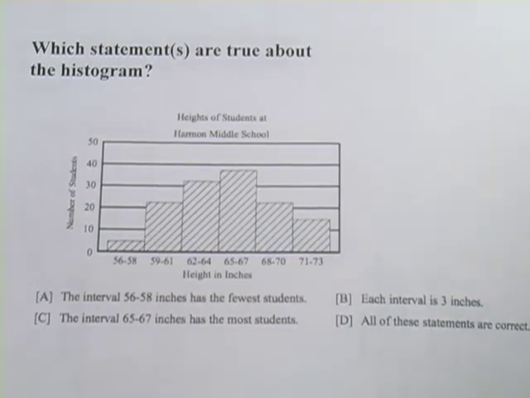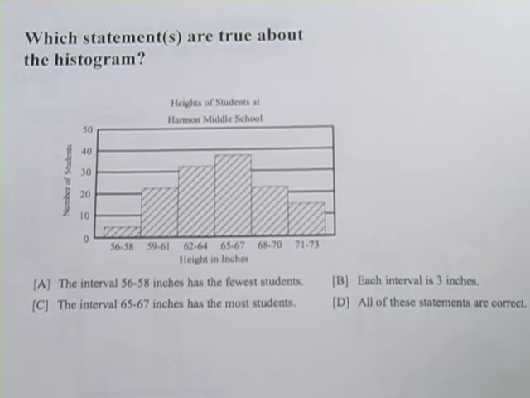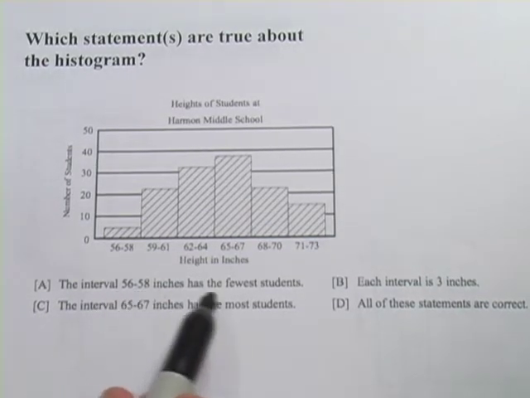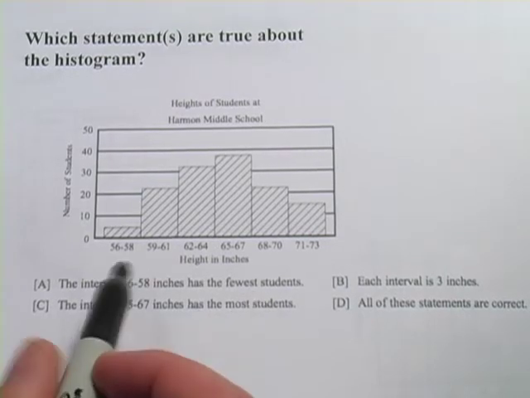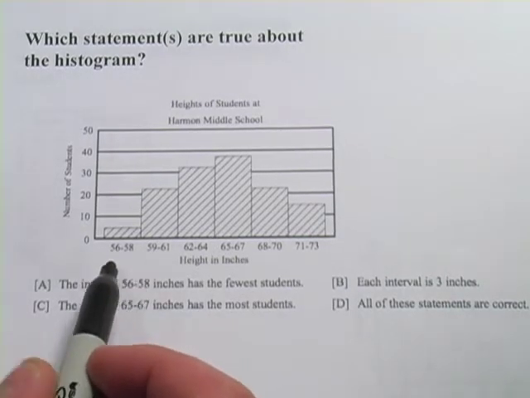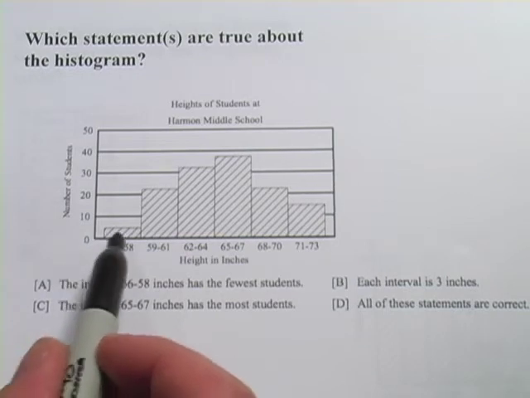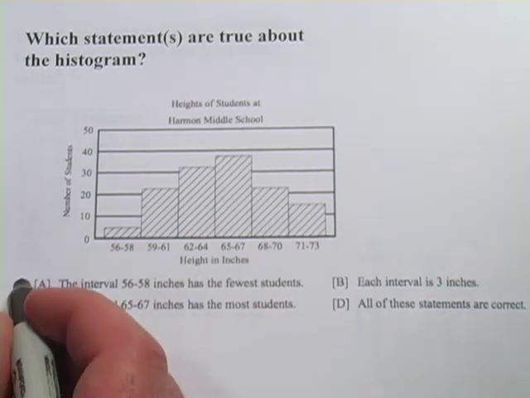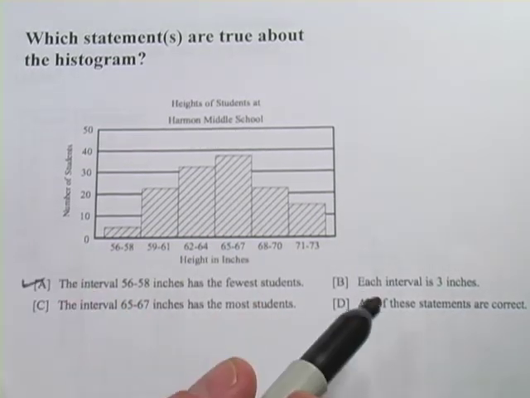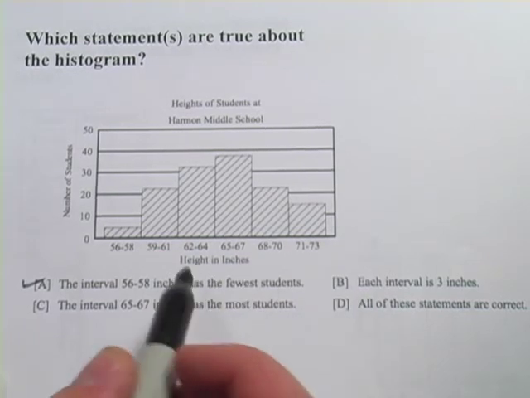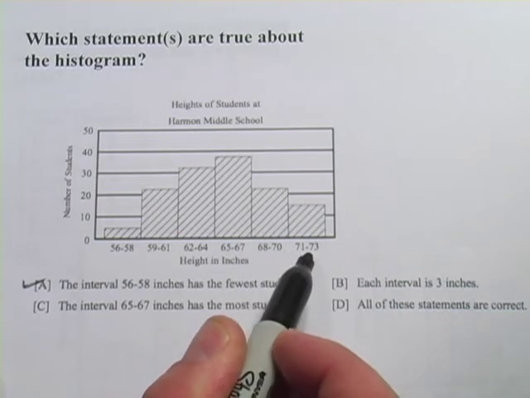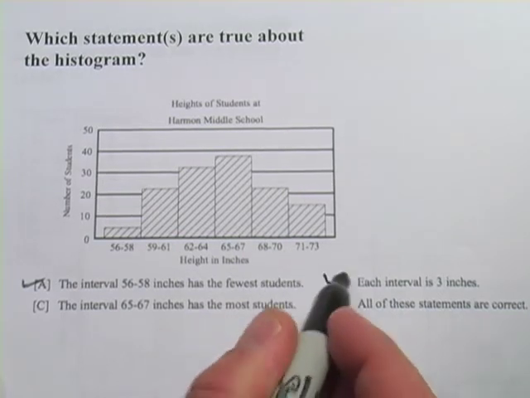So let's see. It says which statements are true. Let's read the statements. Statement A says the interval 56 to 58 inches has the fewest students. So I would look at that interval, 56 to 58, and it's the shortest bar. It's less than 5, I would guess, by looking at this. All the other bars are taller, they have more students, so that's true. B says each interval is 3 inches, and yeah, they are. We mentioned that before. They do have a range of 3 inches, so that's true.